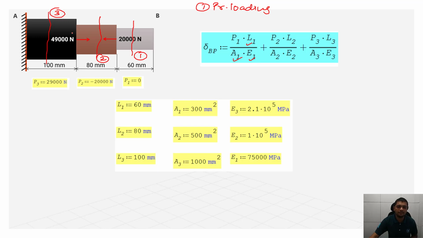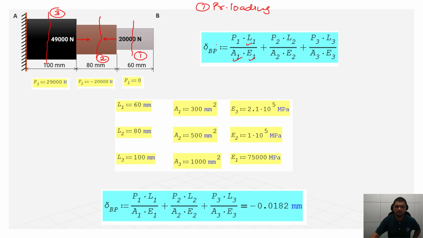We know the length, area and Young's modulus values. So if we put all the things in the above equation, we will get delta BP equals 0.0182 mm. So that's the deformation due to pressure loading.